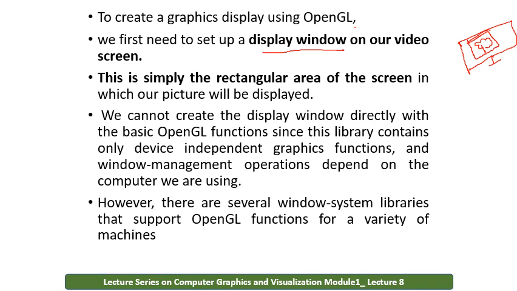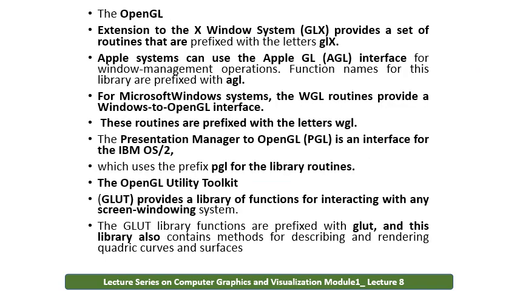We cannot create a display window directly with the basic OpenGL functions, since these libraries contain only device-independent graphics functions, and window management operations depend on the computer we are using. However, there are several window system libraries that support OpenGL functions for a variety of machines. In OpenGL, there is an extension of the X Window system, GLX, which provides a set of routines that are prefixed with the letters GLX.